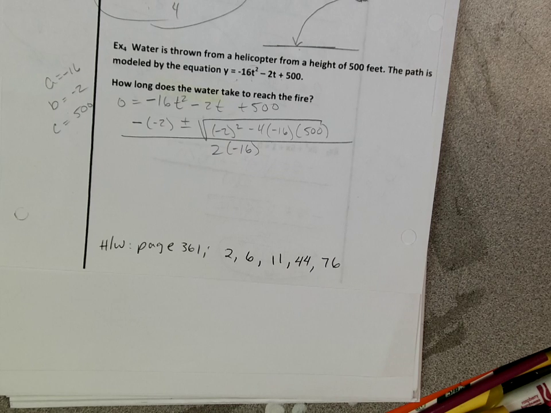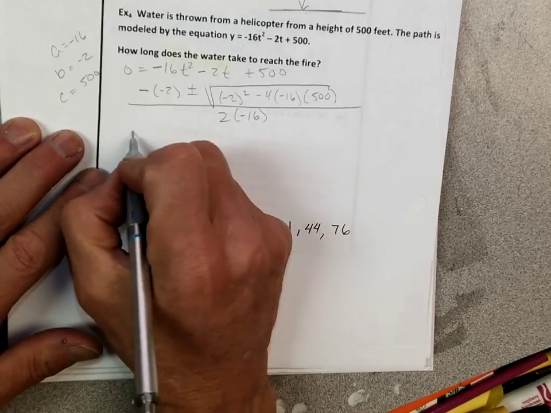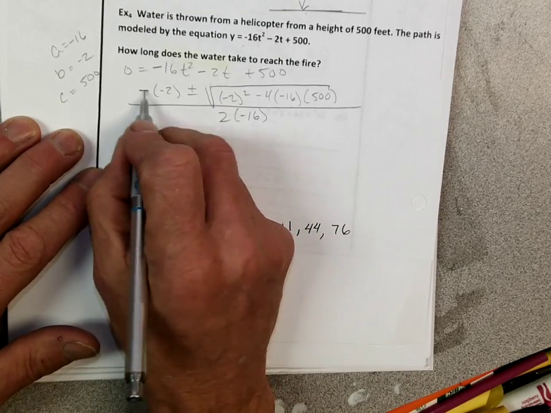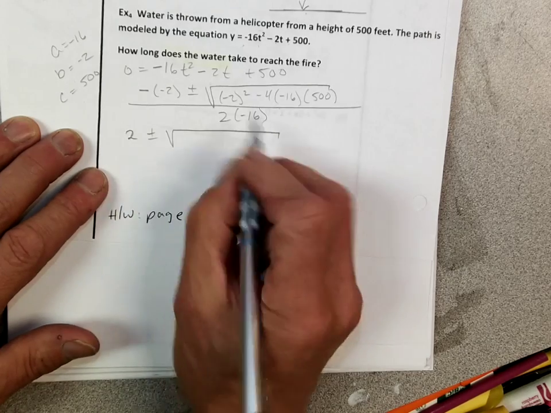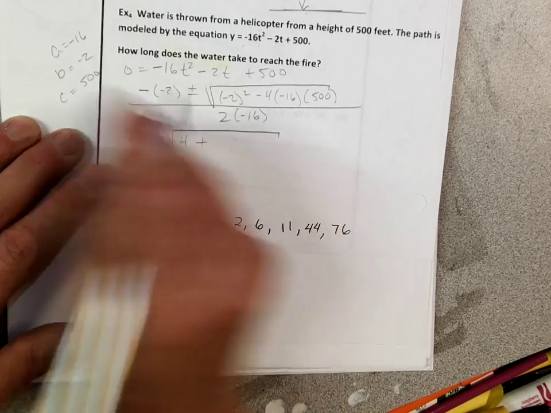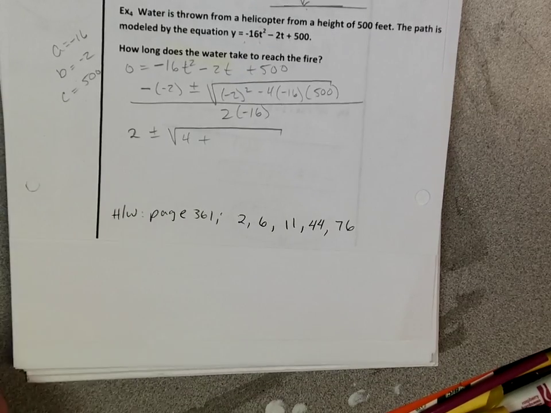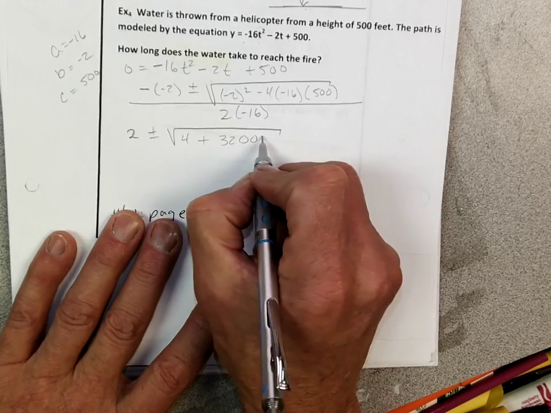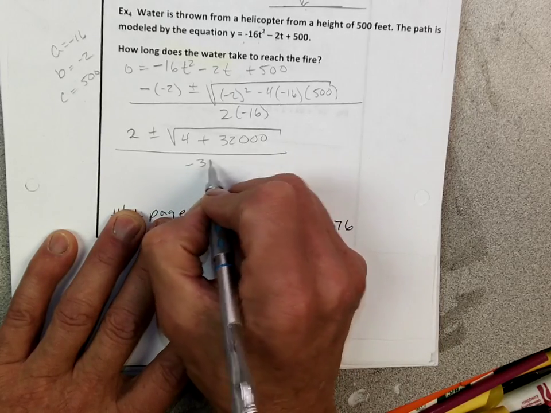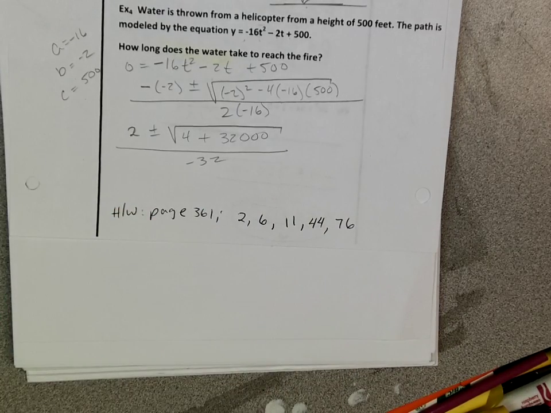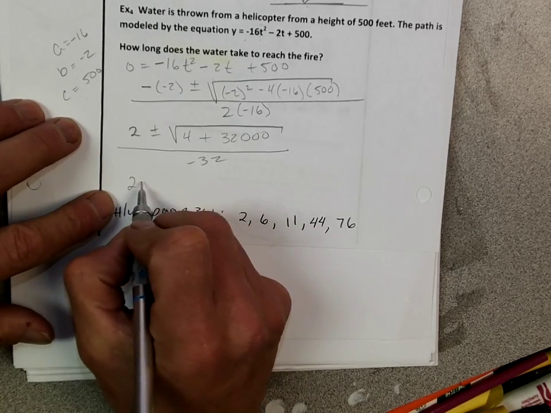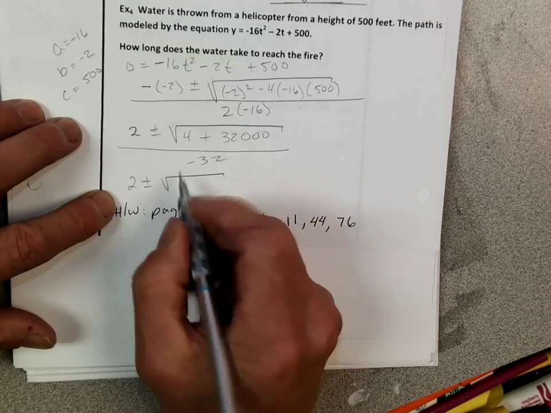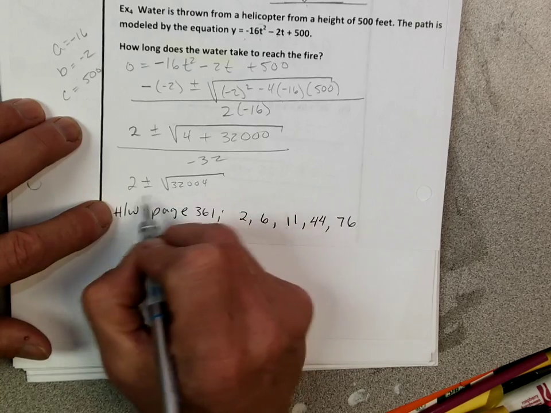Will's working on it. So +2, right? You get a +2, double negative, plus or minus, square root, 4 plus, and I'm going to have to use a calculator. I think 4 times 16 times 500 is 32,000. All over -32. That's going to be 2 plus or minus the square root of 32,004, over negative 32.